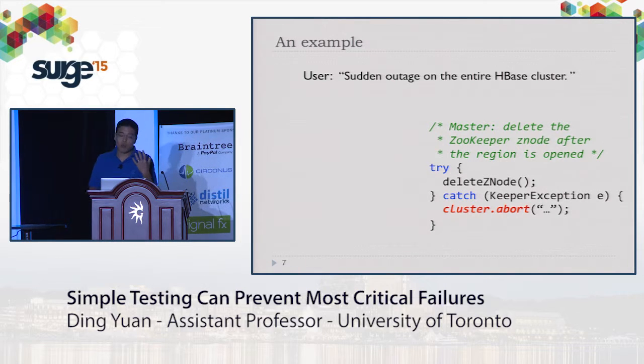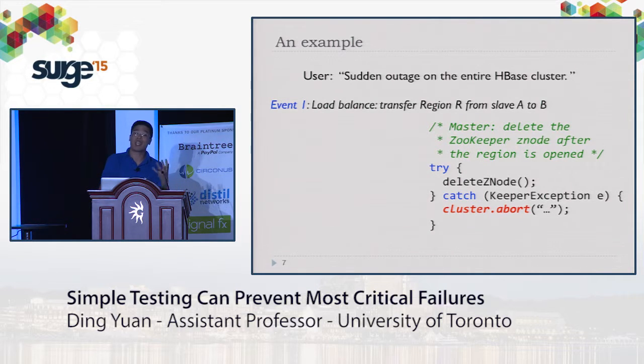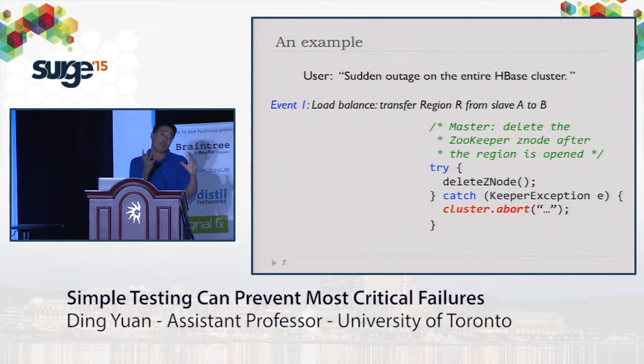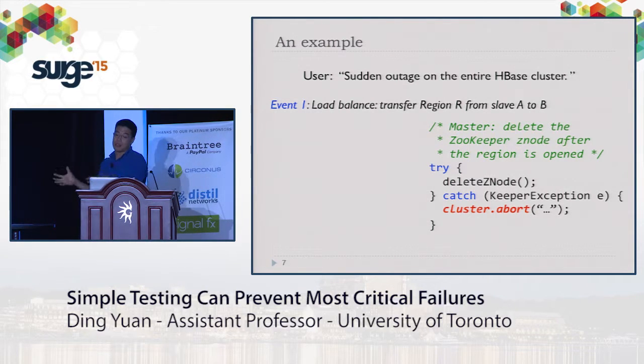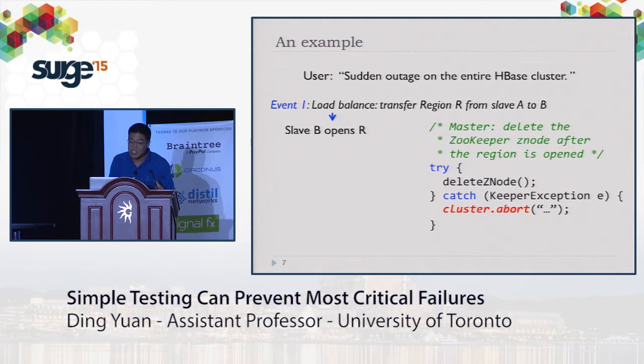Now, in order for this failure to occur, a few events need to happen. All right? First, there needs to be a load balancing event where a region is transferred from a slave to another more idle slave. And once this event happens, as a consequence, this slave B will try to first open this region.